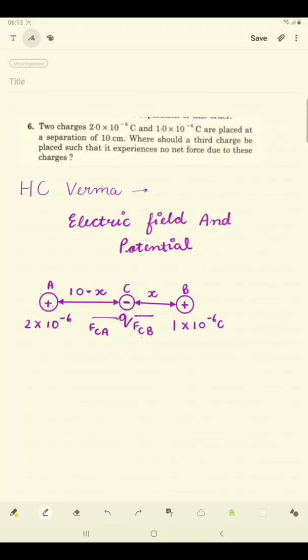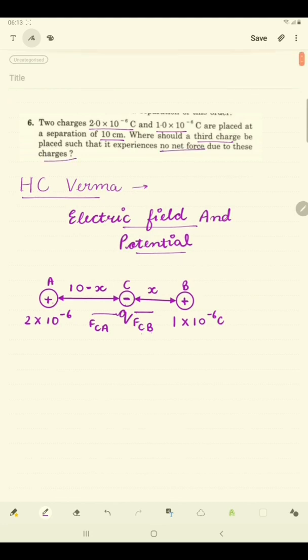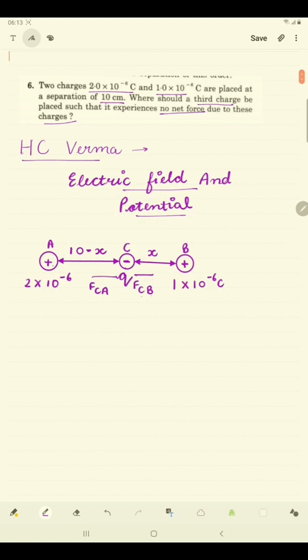Hello friends, today we are going to discuss a problem from the chapter Electric Field and Potential taken from the book H.C. Verma. So the problem says that two charged particles of charge this and this are placed at a separation of 10 centimeters. Where should a third charge be placed such that it experiences no net force due to these charges? So I have drawn the diagram for you.